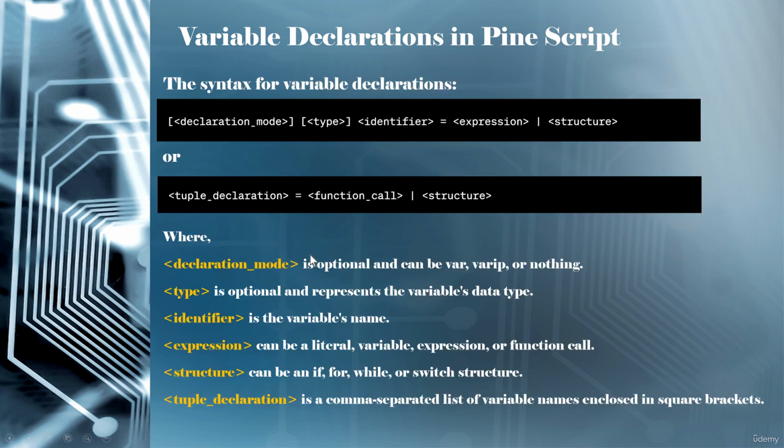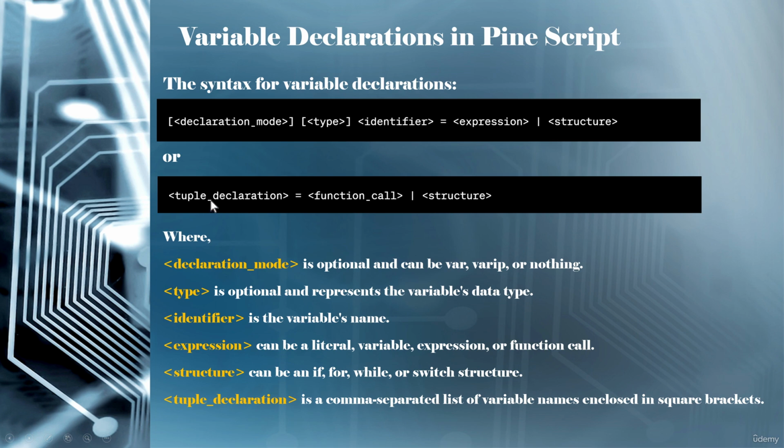In Pine Script, variables play a crucial role in storing and managing values. Before using a variable, it must be declared in the code. This lesson explores the syntax of variable declarations, various types of variables, and the significance of declaration modes. The syntax of variable declaration is as follows: declaration mode, type, identifier, equal sign, expression or structure.